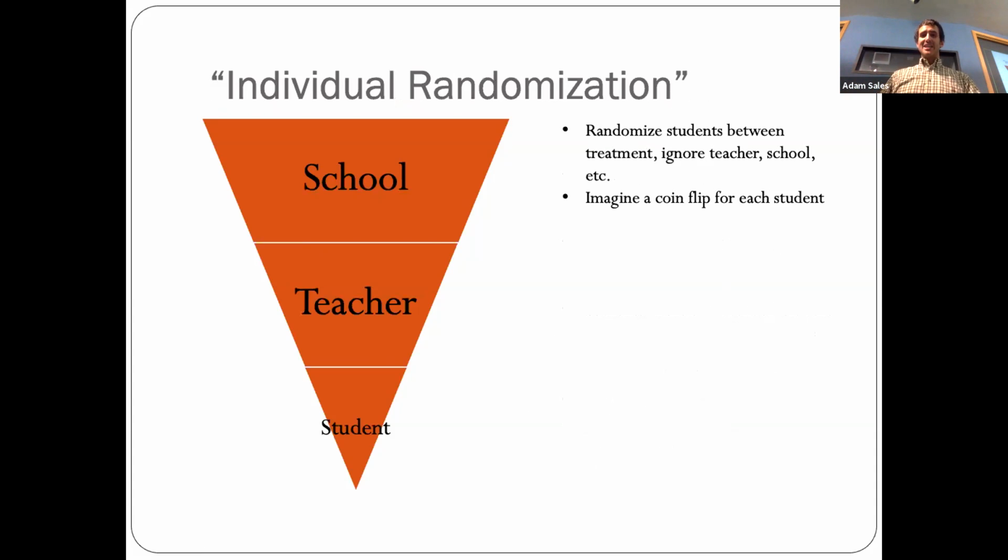So individual randomization means that I'm just randomizing students. So let's say I go to each student and I flip a coin, and if it's heads, they're in control. If it's heads, they're treatment. If it's tails, they're control, or vice versa. It doesn't matter. I flip a coin for each student.